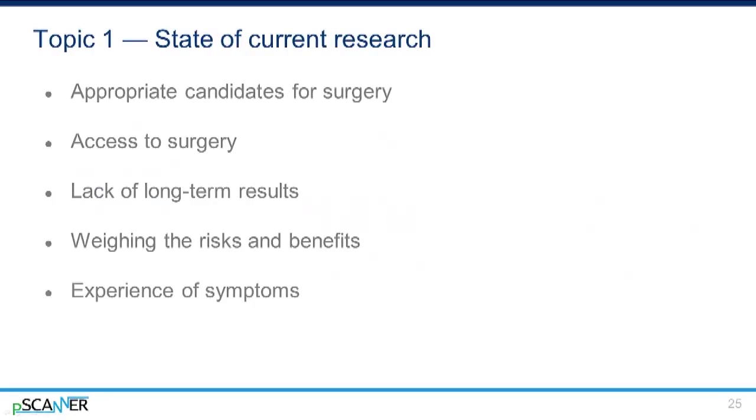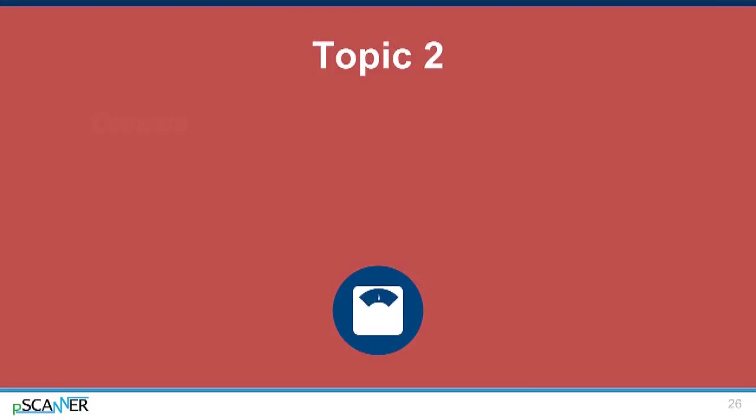Experience of symptoms. We need to better understand how patients experience symptoms related to these procedures, like nausea and vomiting, and how minor or severe these symptoms are. Primary care after surgery. Primary care physicians have little training and knowledge of how to care for post-surgical bariatric patients in the long term.